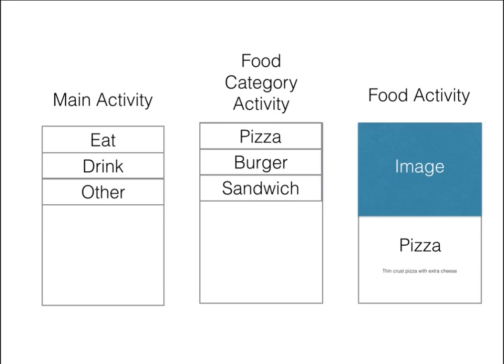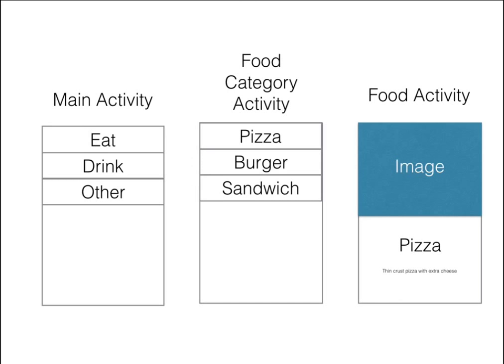This is what a list view actually looks like. This is a brief overview of the application which we are going to be building in this section. If you notice on the extreme left, this is what our application is going to look like. It's going to have three activities as shown on the screen. There is going to be the main activity which we have in the first part, which is going to contain three items in the list. The items are eat, drink and other.